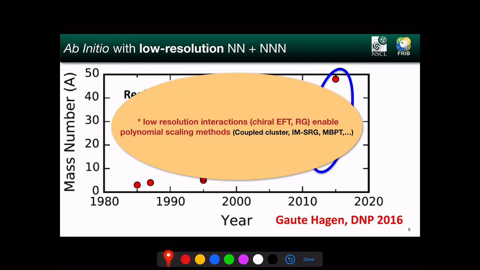And things like coupled cluster, IMSRG, even many body perturbation theory become quantitatively reasonable. And so that's the main reason why you've seen such an explosive growth in ab-initio nuclear structure theory in the last decade or so.